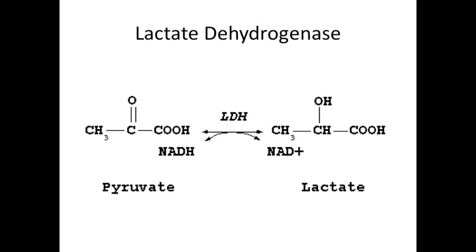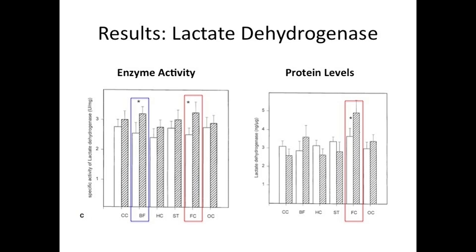The final enzyme we're going to look at is lactate dehydrogenase. Lactate dehydrogenase catalyzes the conversion of lactate into pyruvate and vice versa. In doing so, the pyruvate can then be used in the metabolic cycle within the brain. It was found that the enzyme activity and the protein levels of lactate dehydrogenase were increased in the frontal cortex, shown in red, while in the basal forebrain, only enzyme activity was significantly increased.